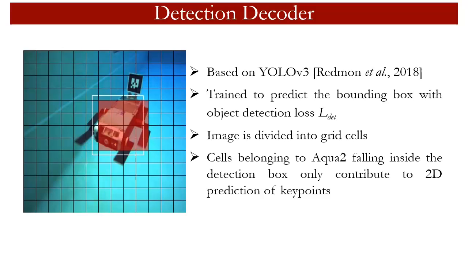The object detection stream is similar to that of YOLO version 3, and the object detection loss L_DET is a combination of coordinate prediction loss, objectness score loss, and class prediction loss, similar to YOLO version 3, which we refer to for a complete description. The image is divided into grid cells, and only the cells that fall inside the bounding box, meaning belonging to the object, contribute to the 2D keypoint predictions.